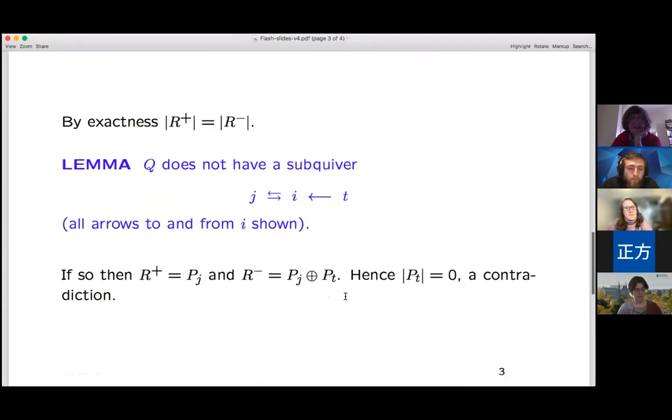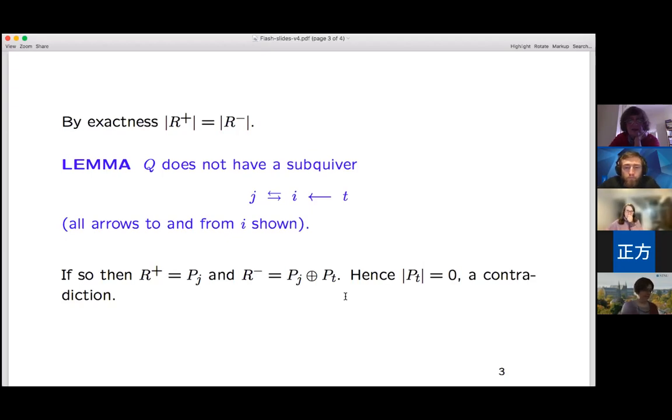Right. So this you can use sometimes, because here is our little lemma. Q cannot have a subquiver which looks like that, with all the arrows from I to I shown, because if this is the case, then this R plus, which describes the arrows starting at I, so that's this one here, is just Pj, and the R minus, which describes the arrows which end at I, are J and T.